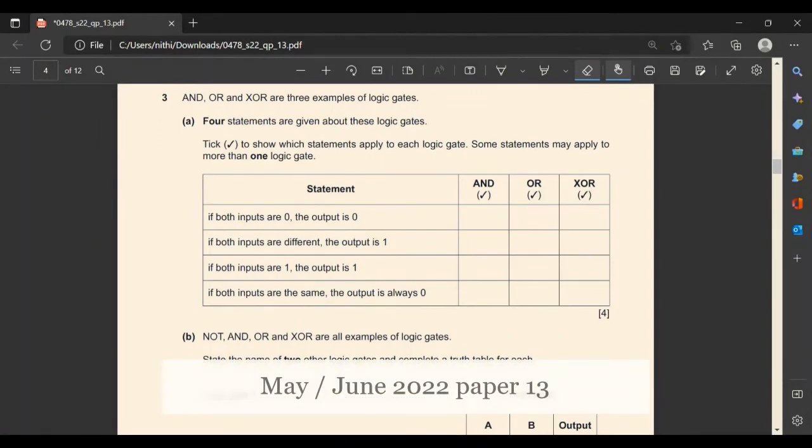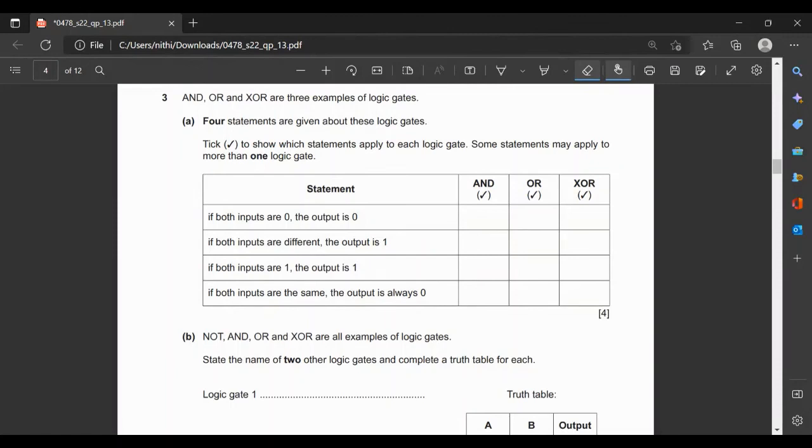Next, this question is from May-June 2022, paper 1-3. AND, OR, and XOR are three examples of logic gates. Four statements are given about these logic gates. Tick to show which statements apply to each logic gate. Some statements may apply to more than one logic gate.